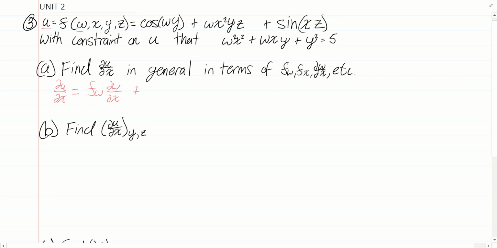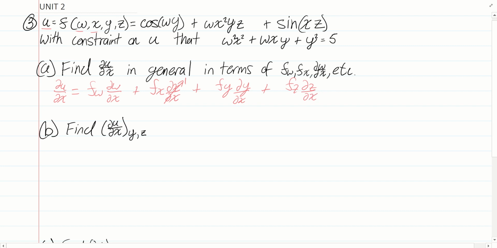And now plus we have x, so it's going to be fx, and since we're taking this partial with respect to x, it's going to be partial of x over partial x, which you can just write as fx if you wish, because this goes to 1. And then plus fy times the partial of y with respect to x, plus fz times the partial of z with respect to x.